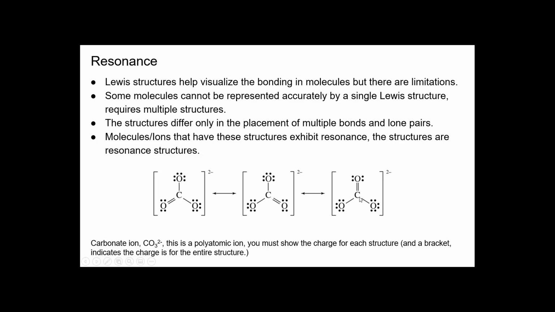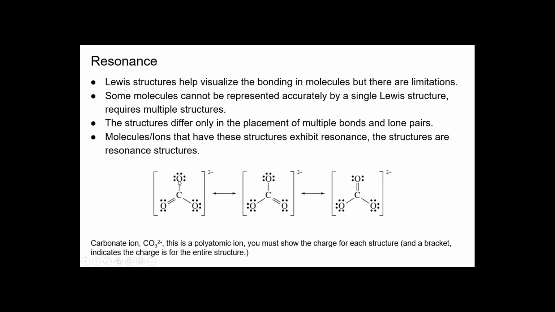I'm going to have 3 resonance structures. It's not set in stone, but it's a good way to have an idea of how many structures you need to account for. This double bond needs to be on all of these oxygens in order to account that not one oxygen is more important than the other. They are all equal. That's what resonance means.